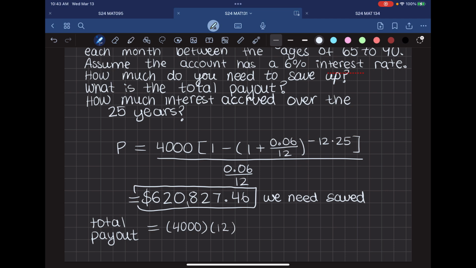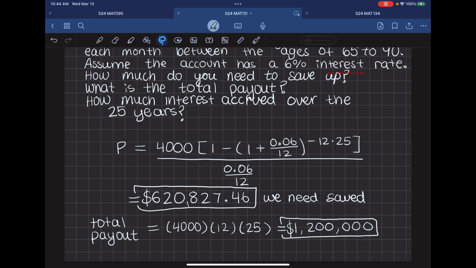That 4,000 times 12 is going to be the amount that we are getting each year, and we're doing that for 25 years. So we multiply all of those together, and that actually gives us $1,200,000 is our total payout. So that's what we're getting out of this. So we saved up about half of that, and we're really making like double what we ended up saving up, right?